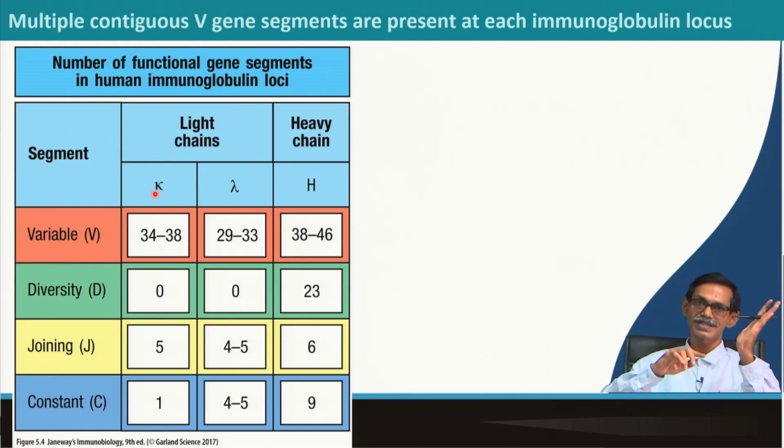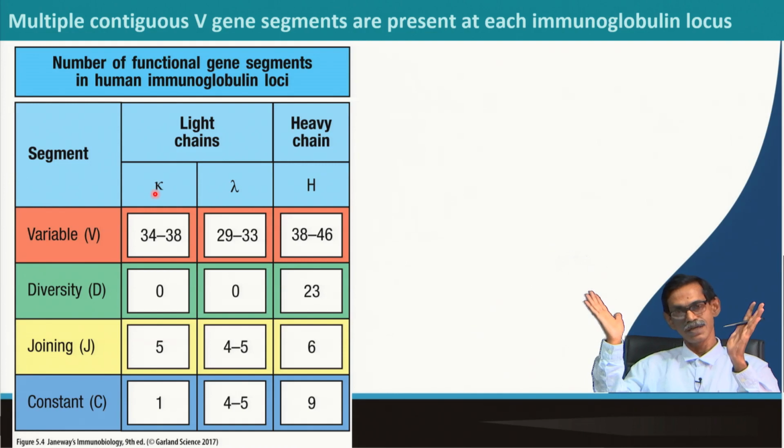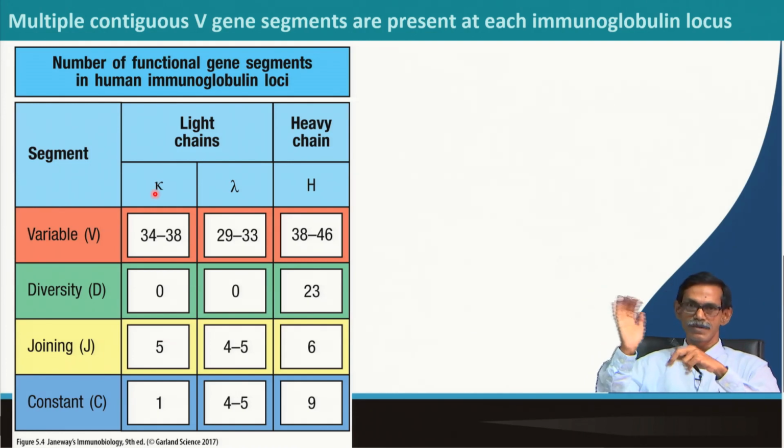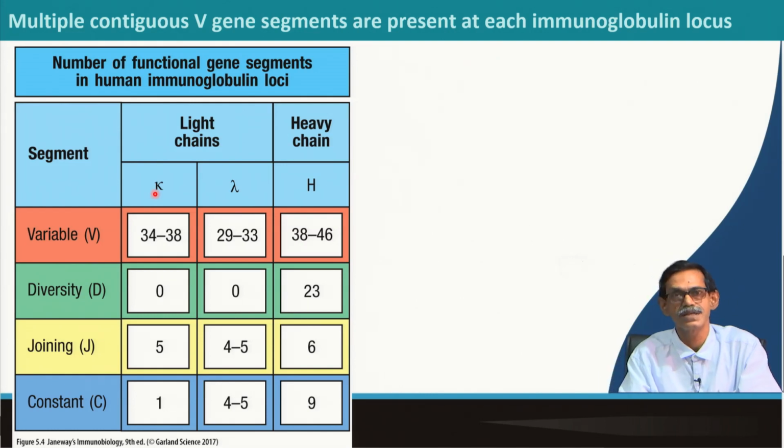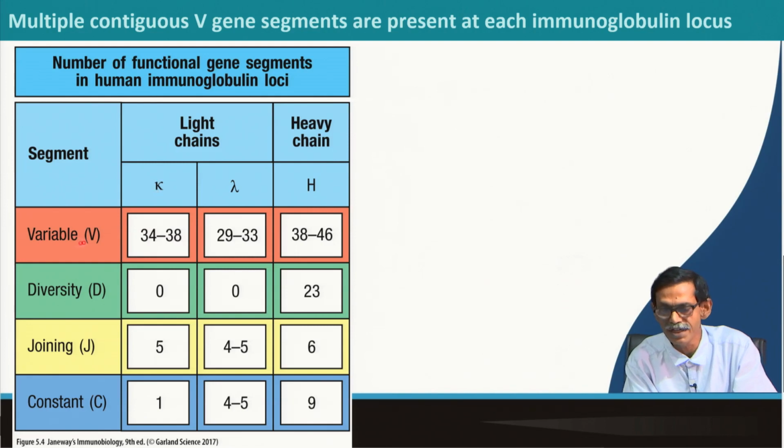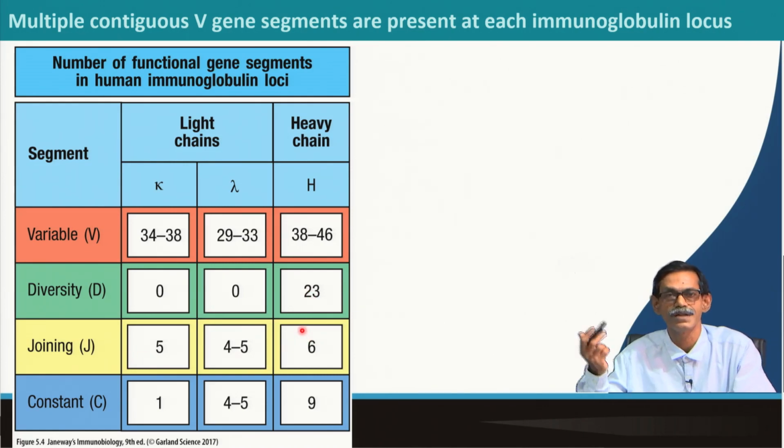It is not that in one hand it is kappa and another part is lambda; it is either lambda type or kappa type. So, it is not that all are present. In the heavy chain, at the same time, the variable region we have is 38 to 46 in number. We have a diversity region, the D segment, of 23 and joining we have 6. And what does it mean?